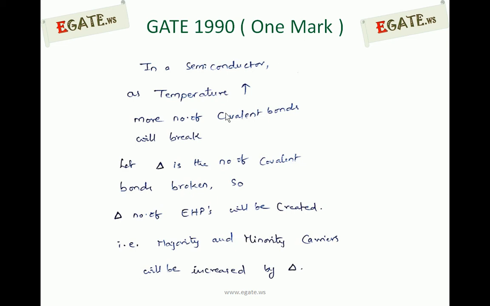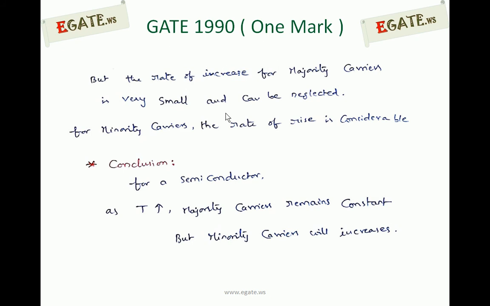So this delta will be added to majority carriers as well as minority carriers. The effective majority carriers is nothing but the previous majority carriers plus delta. The effective minority carriers is nothing but the previous minority carriers plus delta.